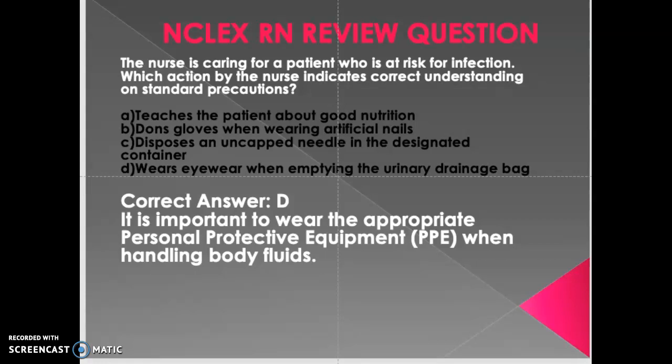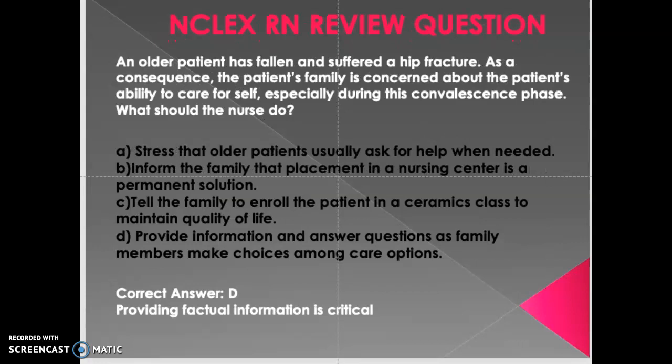We have another question here. The nurse is caring for a patient who is at risk for infection. Which action by the nurse indicates correct understanding of standard precautions? The correct answer here is wears eyewear when emptying the urinary drainage bag. So the correct answer is D. It's important to wear the appropriate personal protective equipment, PPE, when handling body fluids. That's the correct answer.